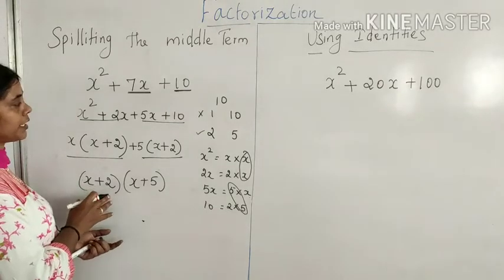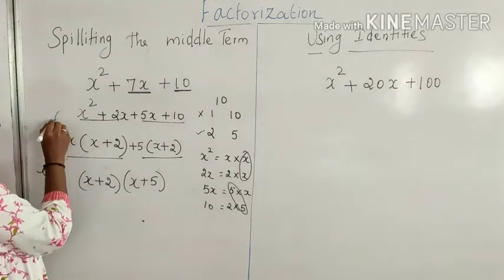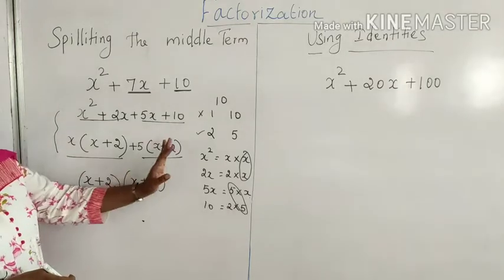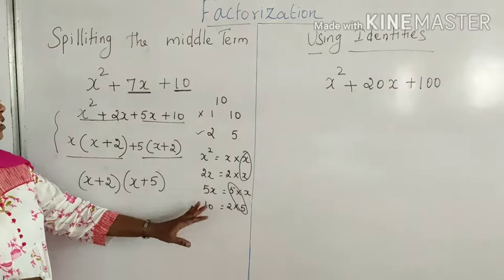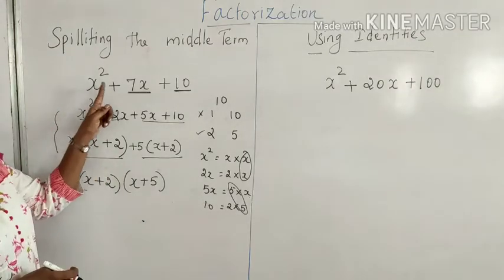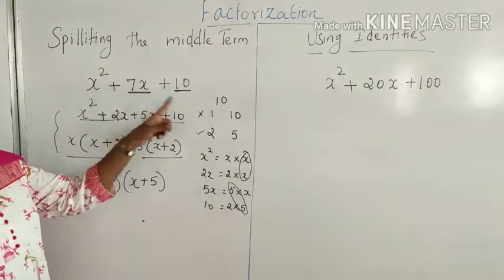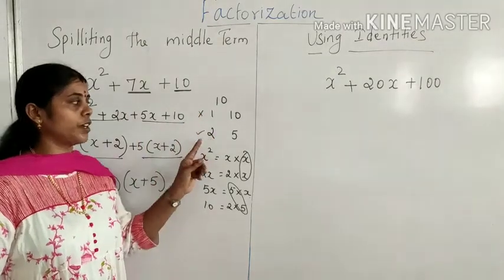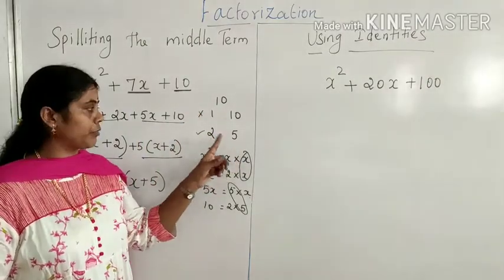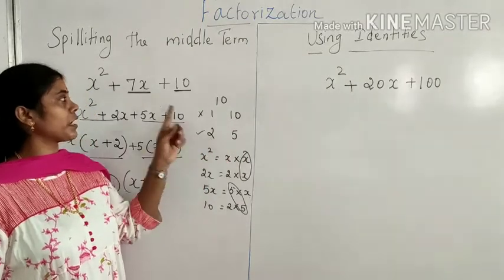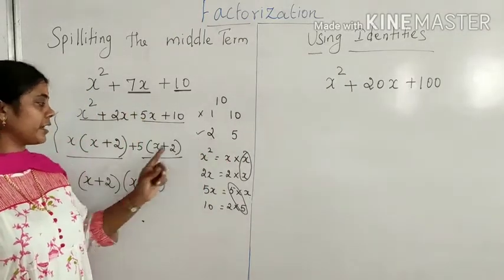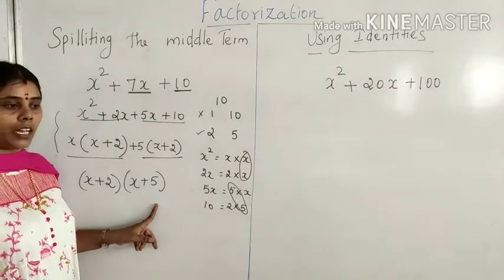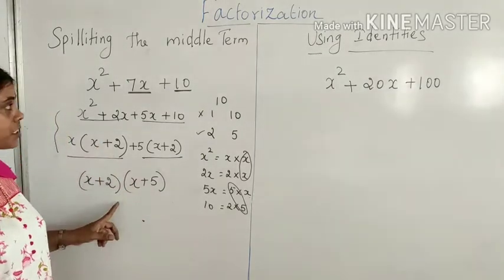More simply, we can skip these two steps also. How? If you are good at finding the factors and the signs, you can easily write it. X squared plus 7x plus 10, we are finding the factors for this. 1 into 10 is not satisfied, so we take 2 into 5. 2 plus 5 is 7, plus 1. So directly you can write x plus 2, x plus 5. I hope this is clear for you.